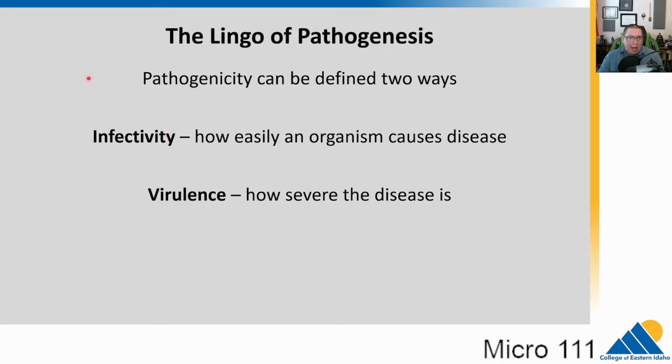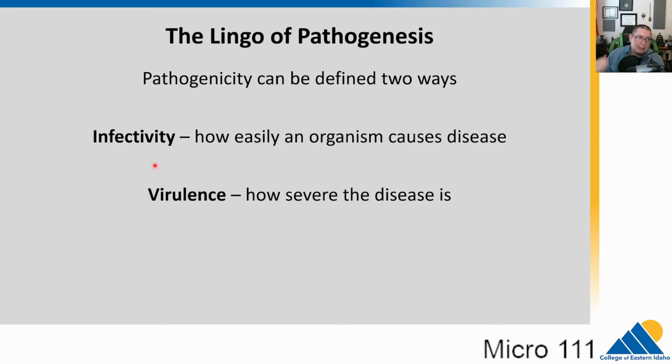So how do we define pathogenicity? Well, we can do it in two ways. We can talk about what we call infectivity. This is how easily an organism causes disease. And then a really important one, which is called virulence, which is how severe the disease is. And we're going to have actual specific ways to measure this. So think about this. How do you measure how severe a disease is? Think about some ways.